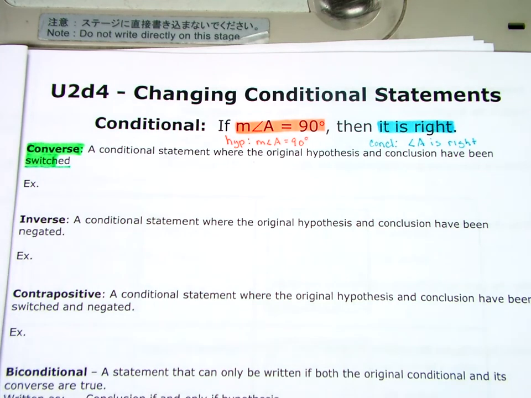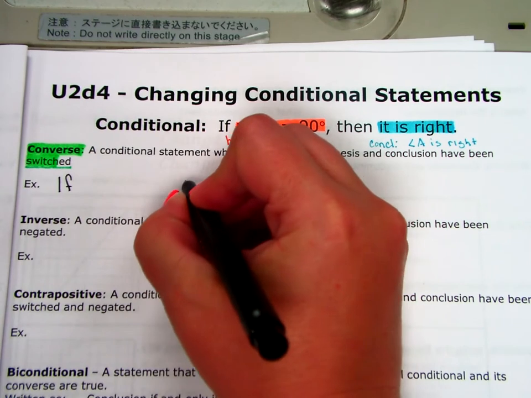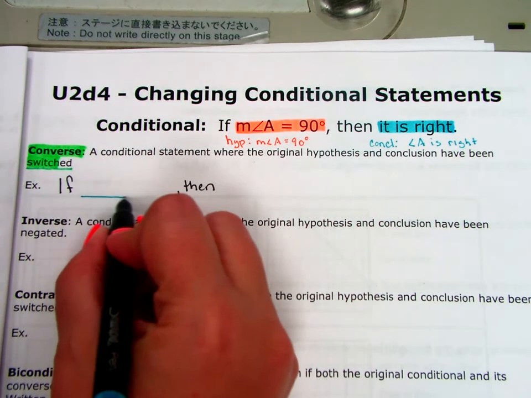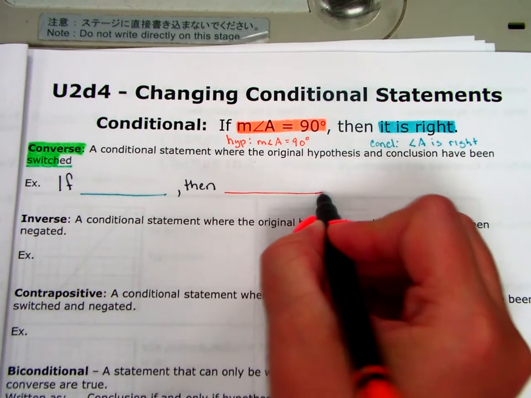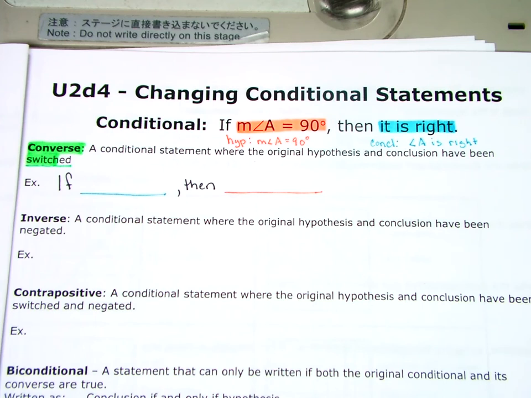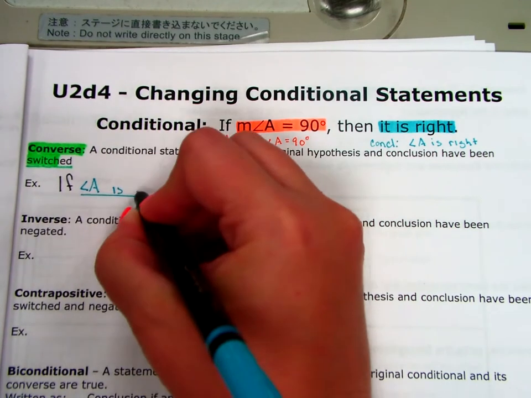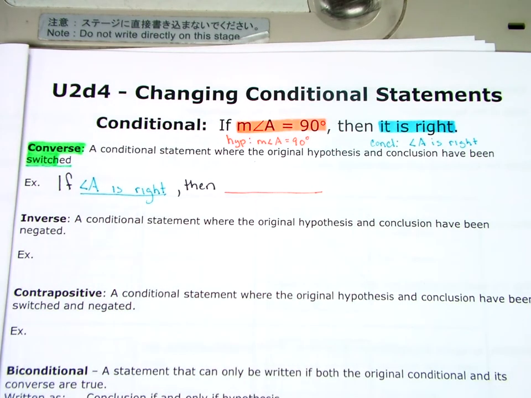Very good. Okay? So I'm still going to have if. I'm still going to have then. But instead of if orange then blue, I'm going to do if blue then orange, right? I'm going to switch those around. What was my conclusion? The measure of angle A is right. Angle A is right. So if angle A is right, then what's my conclusion? It is 90 degrees.